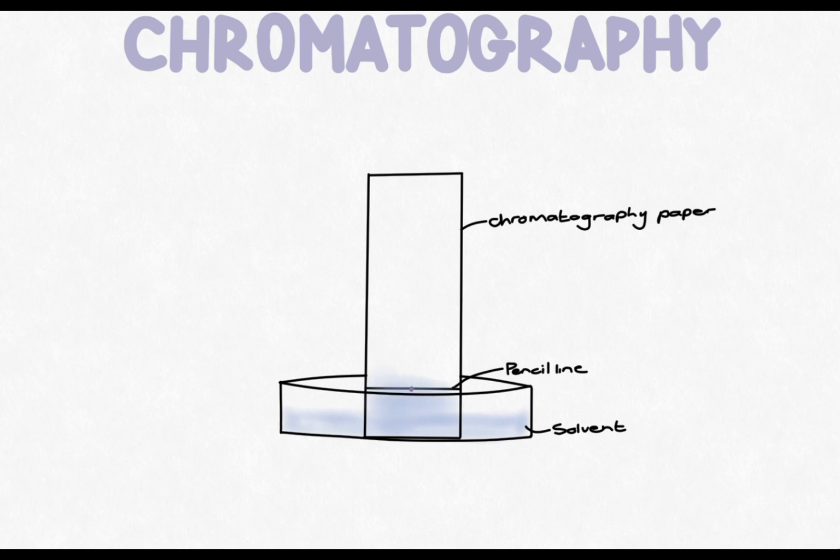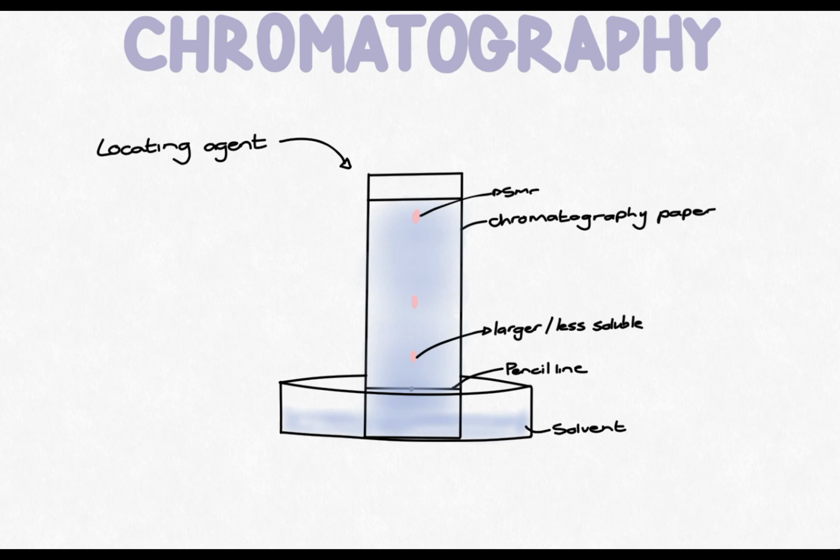Our solvent will then be pulled up by the chromatography paper up to a point. We would then mark this point as well because we need to be able to work out the distance between these points. We can then add a locating agent. This will make it possible for us to see how our compounds separated. Now the compound that moved the least will probably be larger, less soluble compounds, and the compounds that move the most are smaller, soluble compounds.